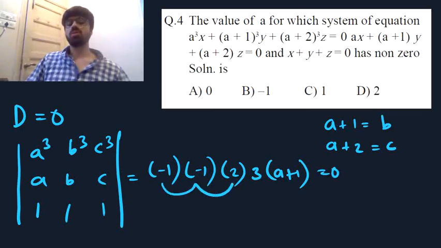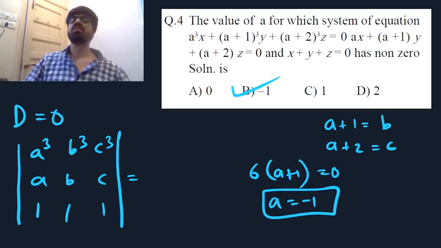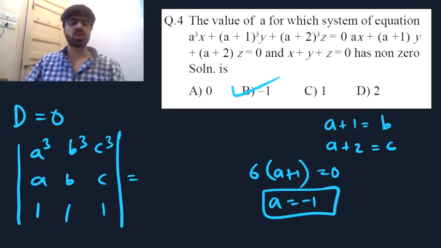So the entire total here will be 2. 2 into 3 will be 6. So we have 6 times A plus 1 as 0. So A will be equal to minus 1. And that gives you option B as the right answer for the fourth question.